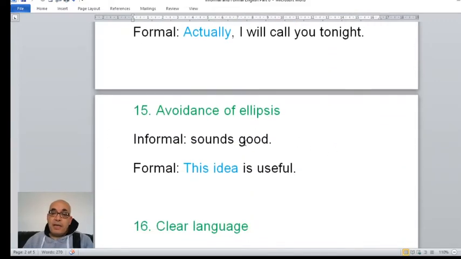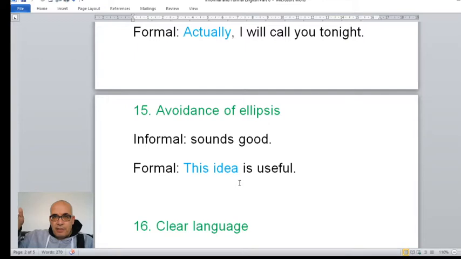Ellipses. Sounds good. So here I delete it. And this is okay in informal speaking. Would you like to go to the cinema? Or shall we go to the cinema? Sounds good. It means it sounds good. But in speaking, many people don't use it. So they delete it. If they delete, it means they avoid ellipses.